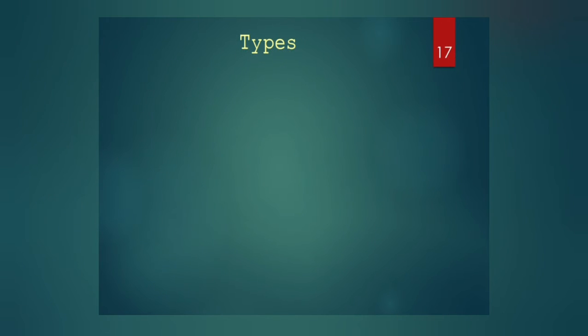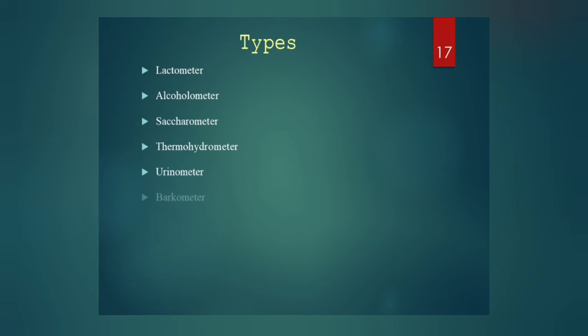Types. There are many types of hydrometers such as lactometer, alcoholmeter, saccharometer, thermohydrometer, urinometer, barkometer, battery hydrometer, antifreeze tester, acidometer, and lastly salinometer.